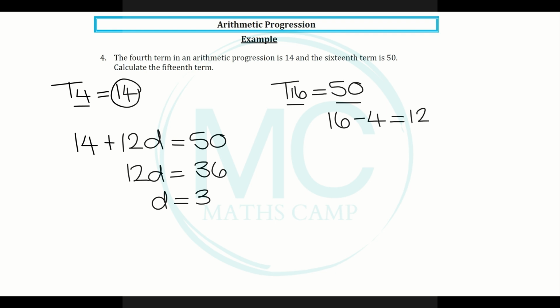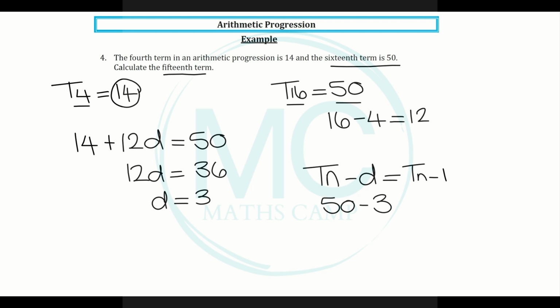We know that the 16th term is 50, and the question asks us to find the 15th term, which means we want the term directly in front of it. And we know that if we have the value of a term and we minus the difference, we will get the value of the term directly in front of it. So in this case, I can say the 16th term, 50, minus the difference of 3, is equal to 47. This is our 15th term.